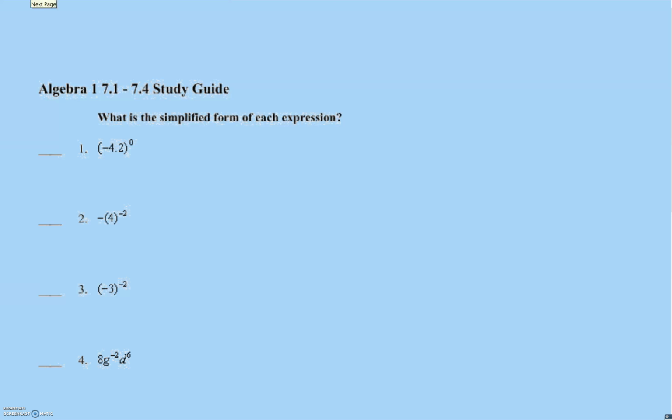Example 1 here. Remember that anything to the 0 power is 1. It doesn't matter what's inside our parentheses. So because we have a 0 exponent, this is just going to equal 1.